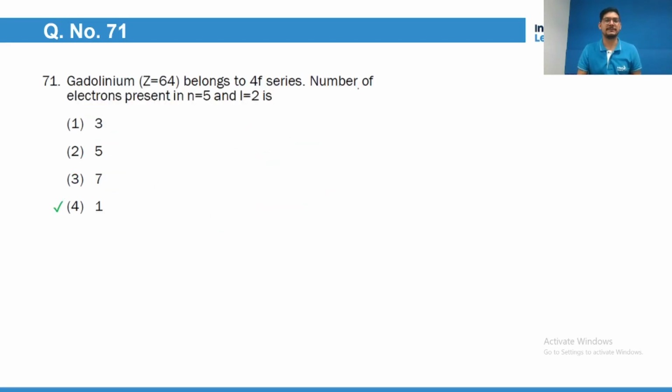Gadolinium belongs to 4f series, number of electrons present in n is equal to 5, right? And l is equal to 2 means s, p, d. So number of electrons present in 5d orbital is 1.